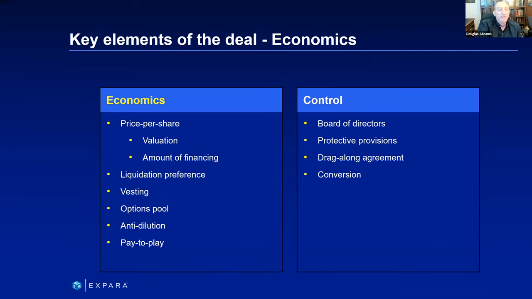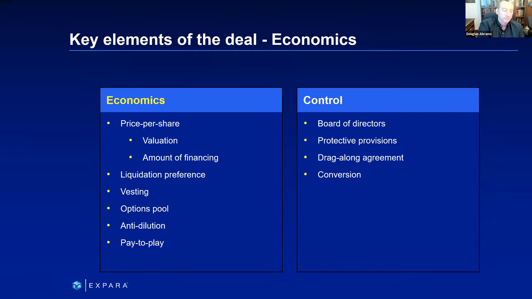Anti-dilution. Now, this term is often called anti-dilution protection. It's a little ungrammatical, because anti-dilution protection suggests that you're being protected against anti-dilution, which is wrong. But just so you know, people often call it anti-dilution protection. You might wonder, why do we need dilution protection if dilution is good, as I mentioned in the previous slide? The answer is anti-dilution does not protect investors from dilution. Anti-dilution protects investors from excessive dilution.